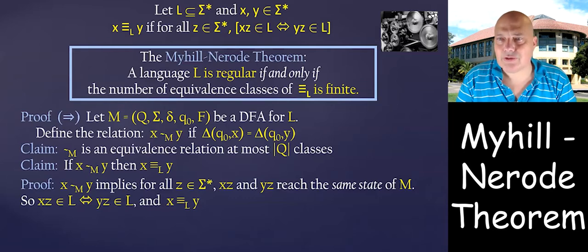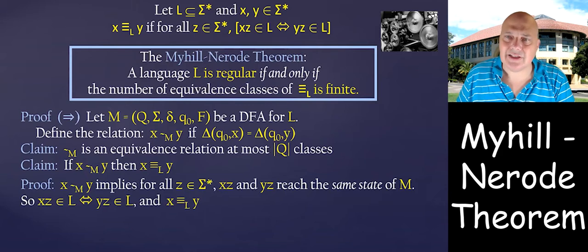After reading X or Y, you reach the same state, and now you read Z. So you don't remember if you read X or Y. The machine doesn't remember if it read X or Y because it reached the same state. And now reading Z will reach the same state. So XZ is in L if and only if YZ is in L, and therefore X is L equivalent to Y.